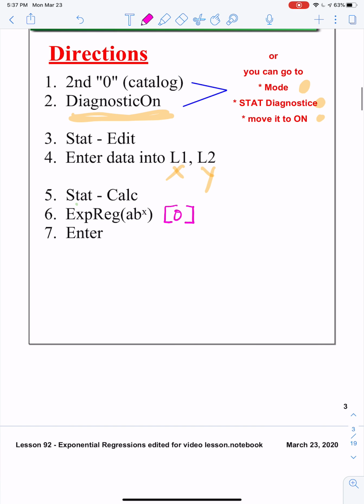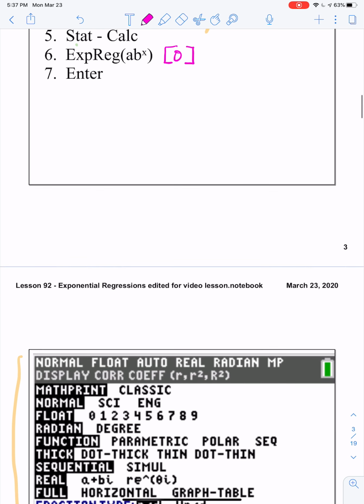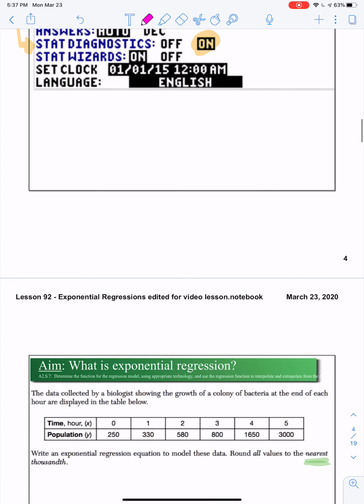So those are your steps, okay? You're going to do stat edit, enter your data. You're going to do stat calc, bring it to exponential regression, and bring it down to calculate. And I'll show you what I mean in a second.